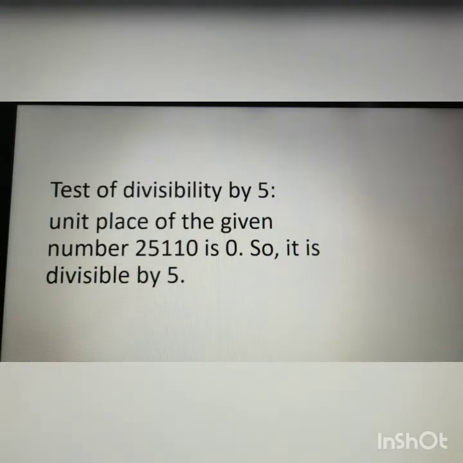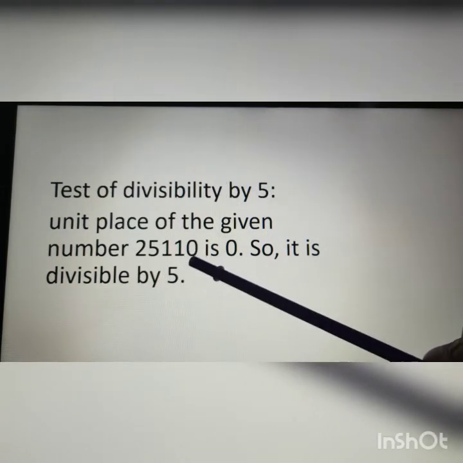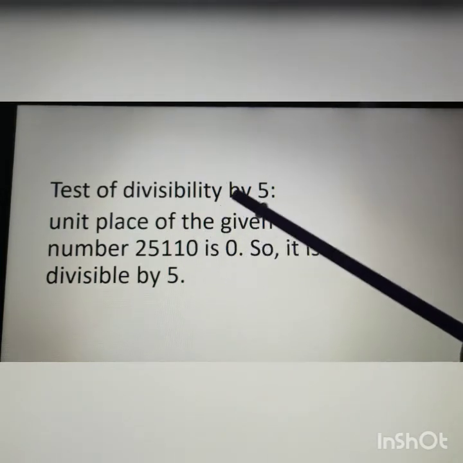First we have to check whether the given number is divisible by 5. The divisibility rule of 5 is if the unit digit is 0 or 5, then it is divisible by 5. In the given number, the unit digit is 0, so it is divisible by 5.